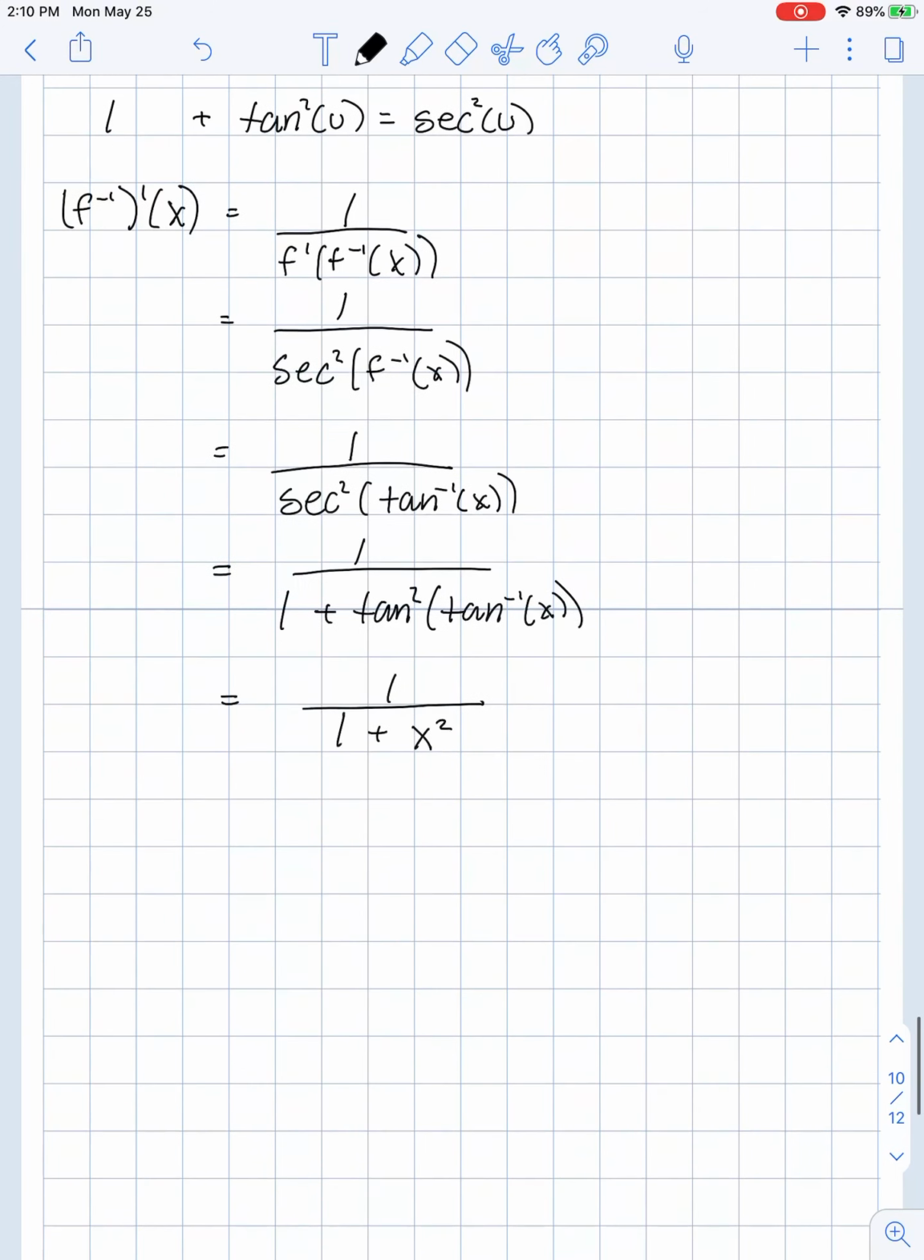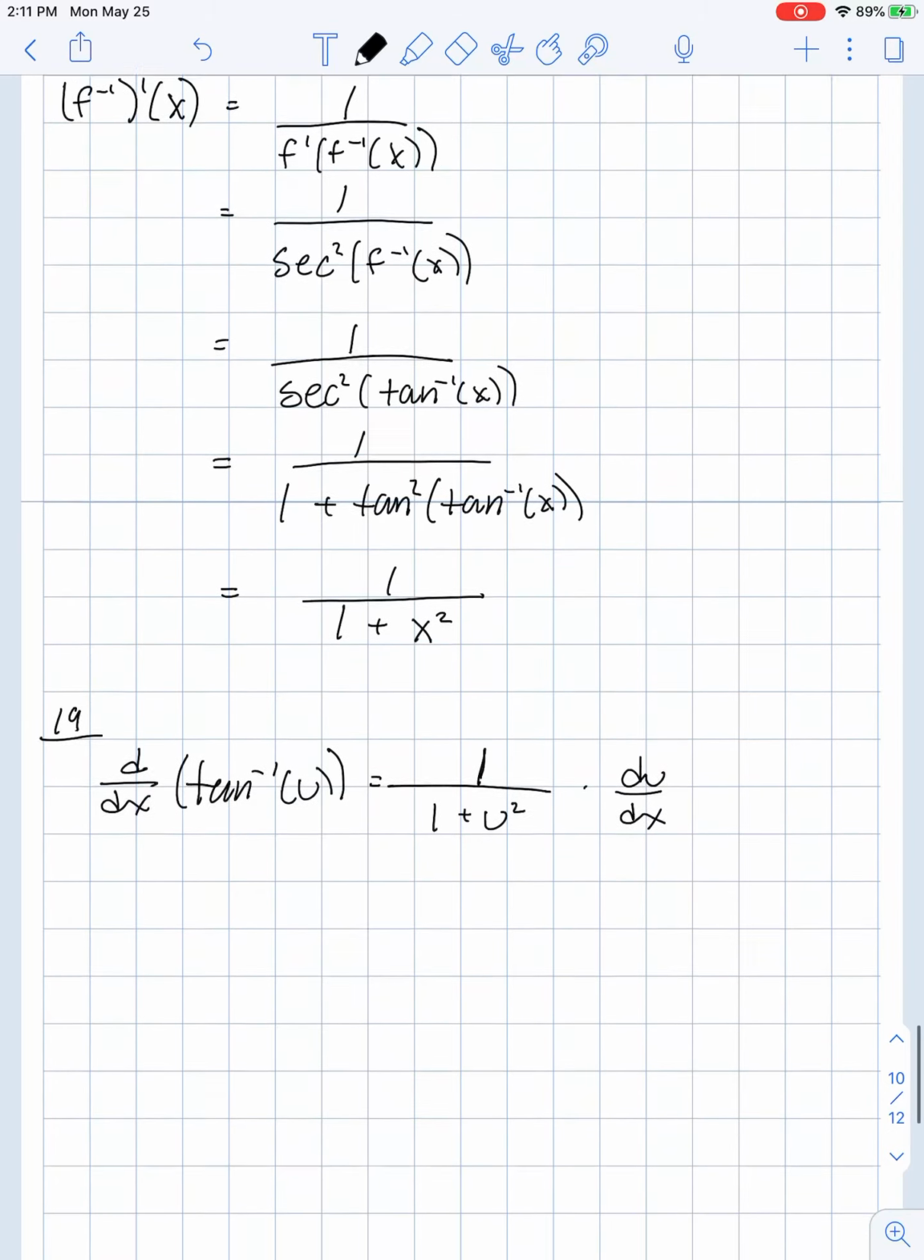Alrighty? So that gives us derivative rule 19. The derivative of arctan of u with respect to x is going to be 1 over 1 plus u squared times du/dx. And if you're thinking, well, why don't we do cosine and cotangent? I'll show you in a little bit, and it has to do with that shifting that we did earlier. So now we're going to do secant.